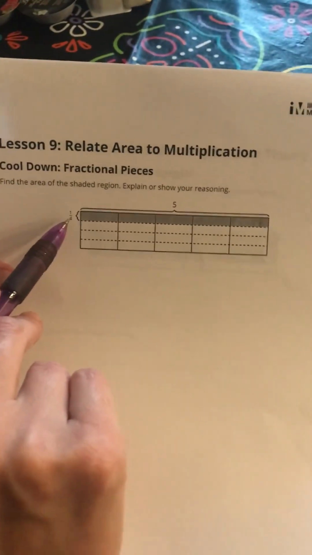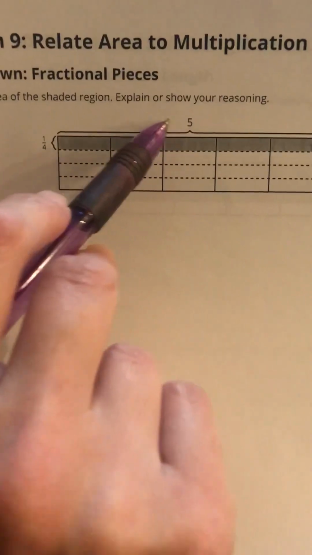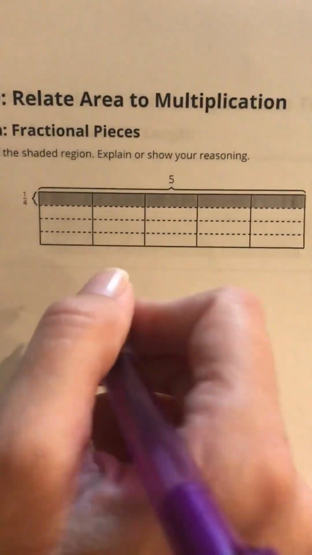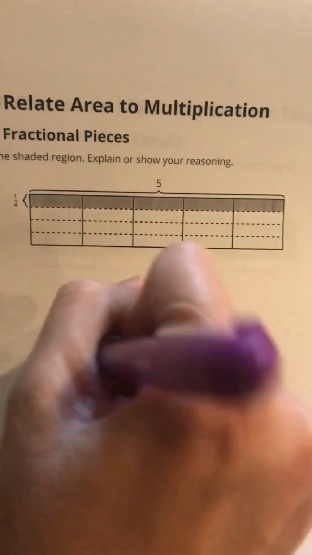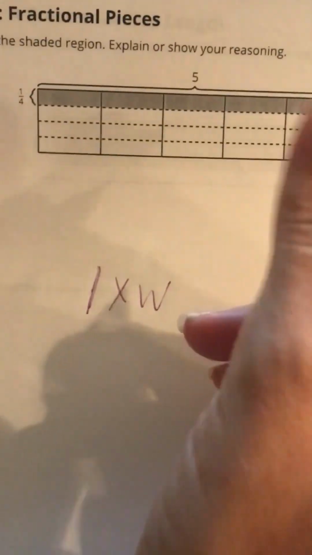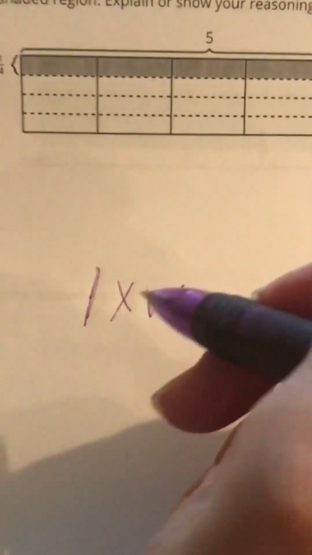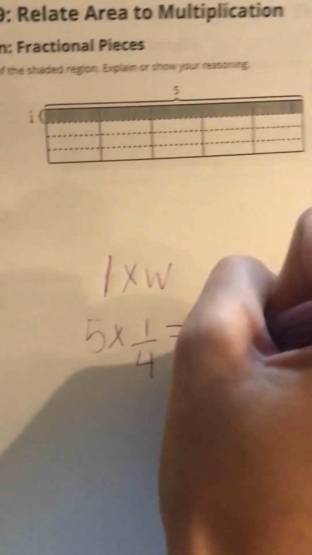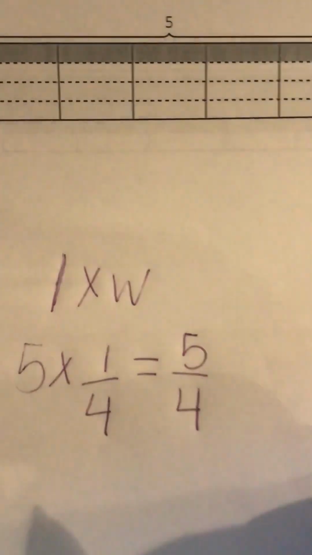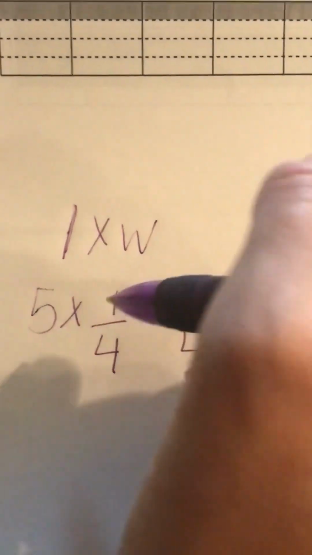So I've got 1/4 and 5. I know when I find the area, I multiply the length times the width, or I can multiply the width times the length. So I've got 5 times 1/4. We've been practicing with these, and we know that we multiply 5 times 1, and that gives us 5/4, because we don't multiply the denominator.